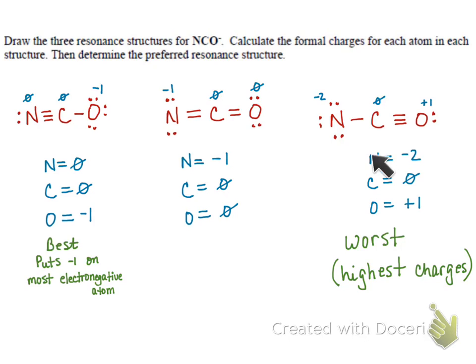Okay, the structure on the far right is the worst because it has a formal charge of -2, which is a higher number, and you want the numbers to be low. So that's definitely the least likely resonance structure. Of these two, which both have the same formal charge numbers, the one on the far left is the best because it puts a -1 on oxygen instead of nitrogen, which is more electronegative.